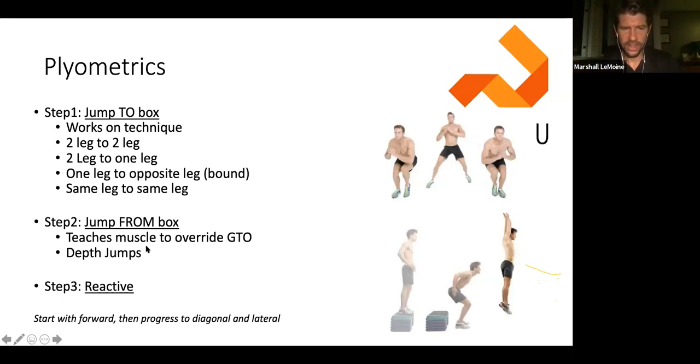And then you're trying to work on, as soon as they land, they jump back up. So in this bottom picture, you're really trying to work on whether they can quickly turn around that force and explode. Always start with forward, and then the idea is to progress to diagonal and lateral. So as soon as they land from the box, they're jumping lateral, would be progressions. Good.